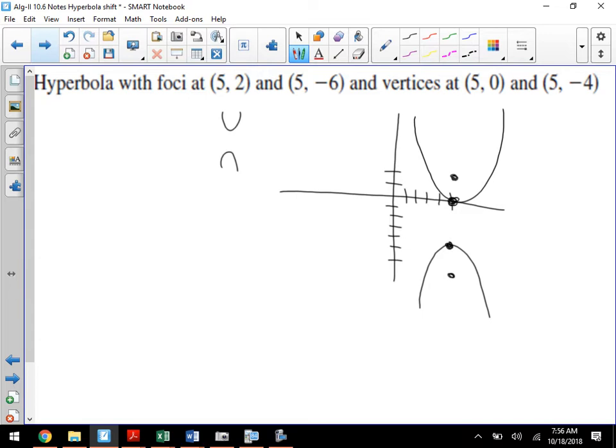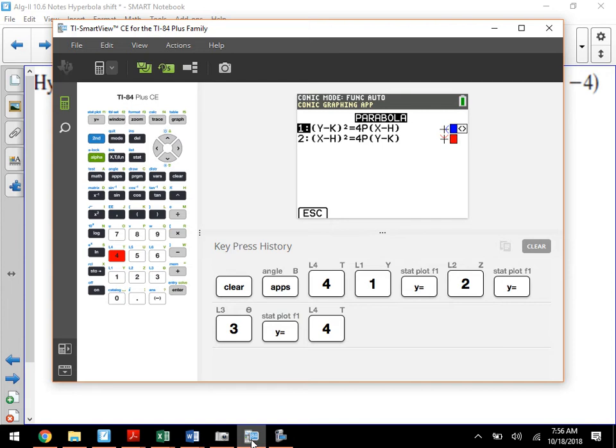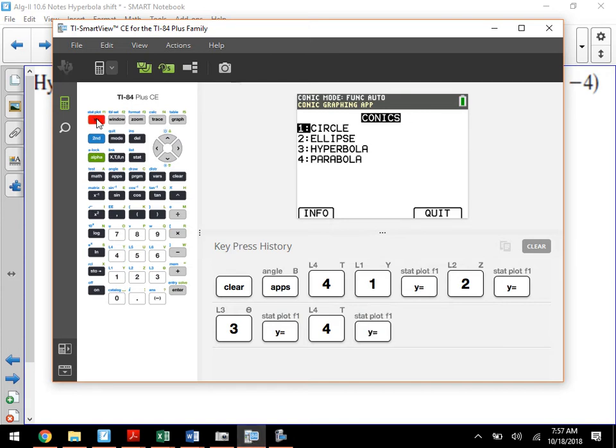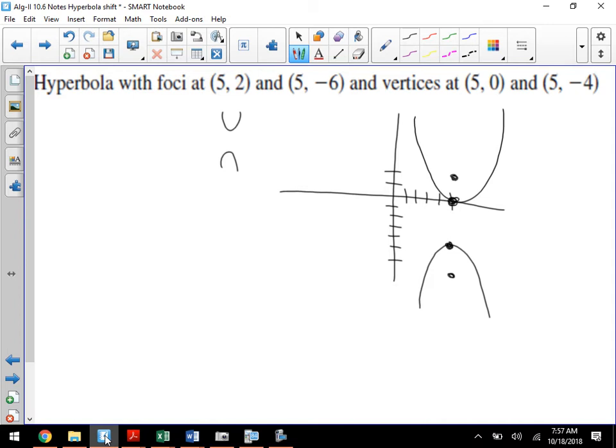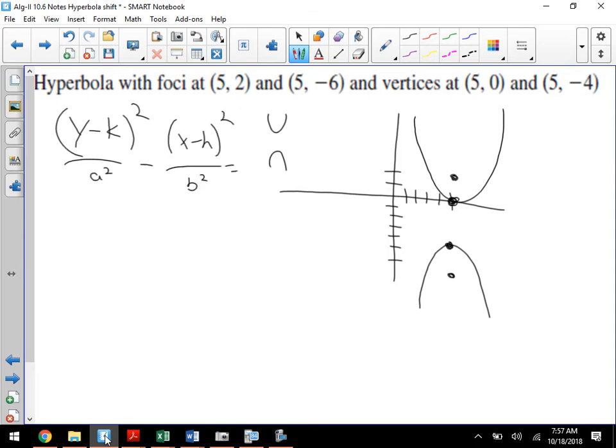Where is everything at? As I get into this part, I'm going to reference my calculator because it's got my formula. It's a hyperbola, and I know it's going up and down because my rough sketch told me so. So I'm going to write down the formula for a vertical, or up and down, hyperbola. It's y minus k quantity squared over a squared, minus x minus h quantity squared over b squared, equals 1. And now I have to start filling in blanks.